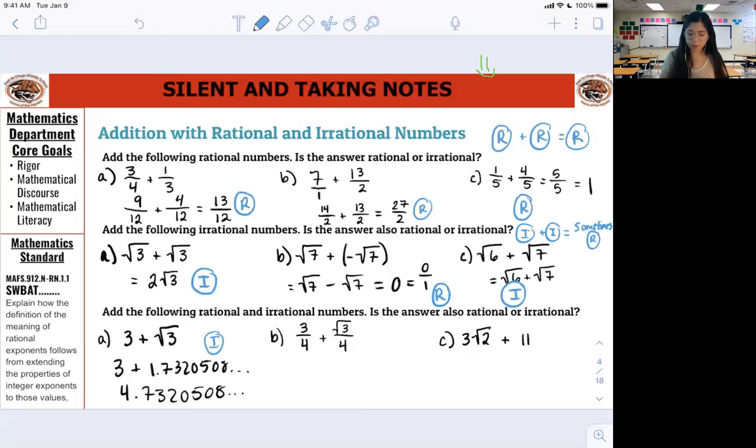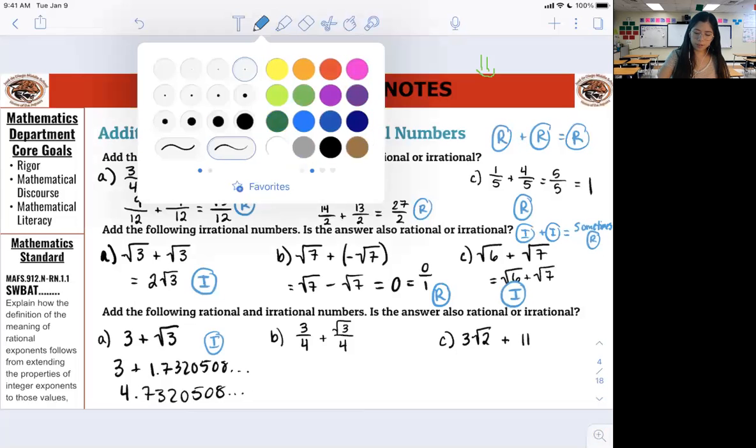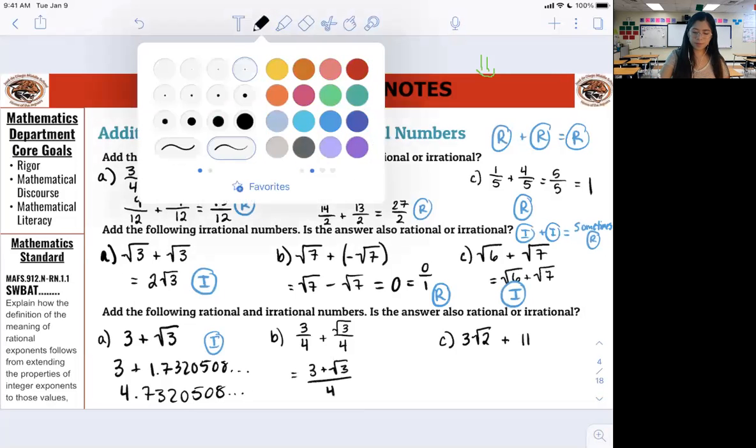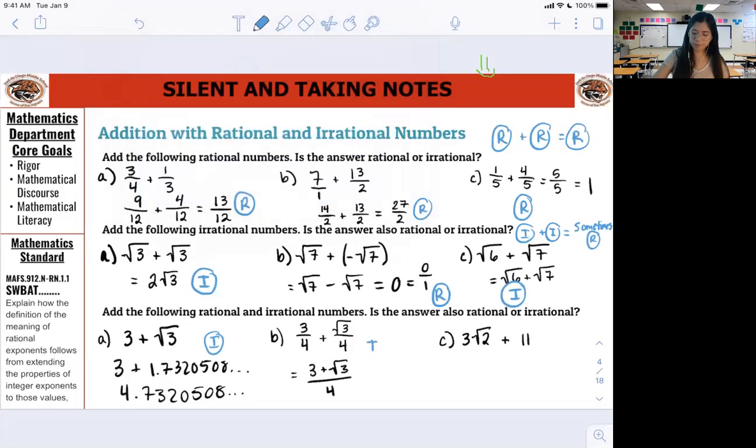How about 3/4 plus the square root of 3 over 4? I have two fractions. Do they have matching denominators? Yes, they do. So I can combine them, but when I combine them, I get 3 plus the square root of 3 over 4. And like we just determined, 3 plus the square root of 3 is an irrational number. So my final answer is irrational as well.